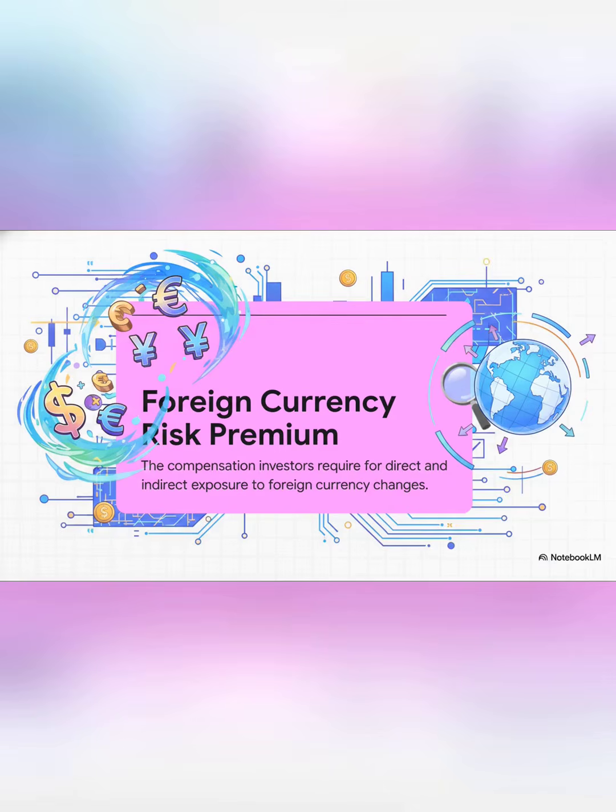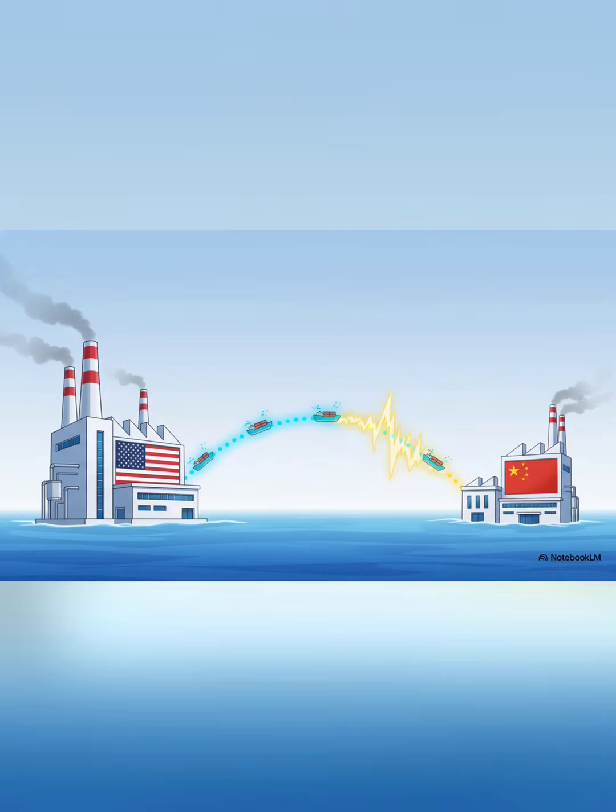Think of it as hazard pay, the extra return you demand for dealing with unpredictable exchange rates. This covers it all. For instance, a U.S. company's costs changing because it buys parts from China.